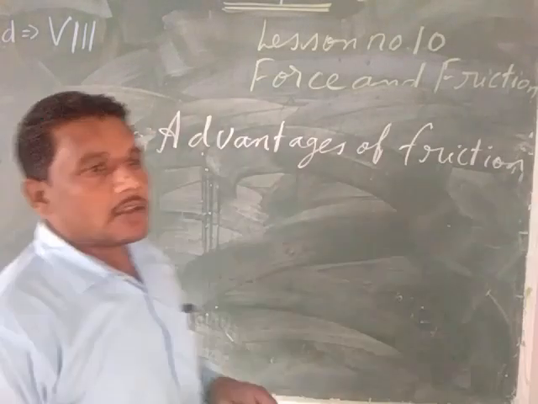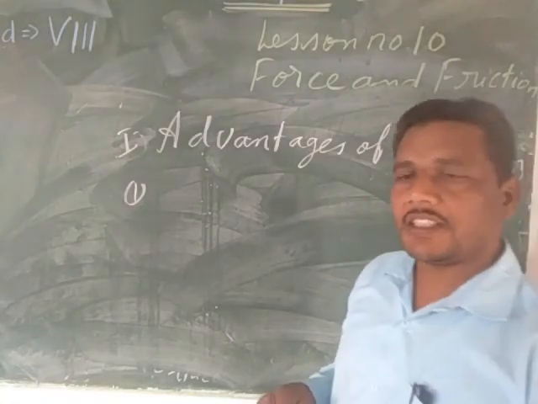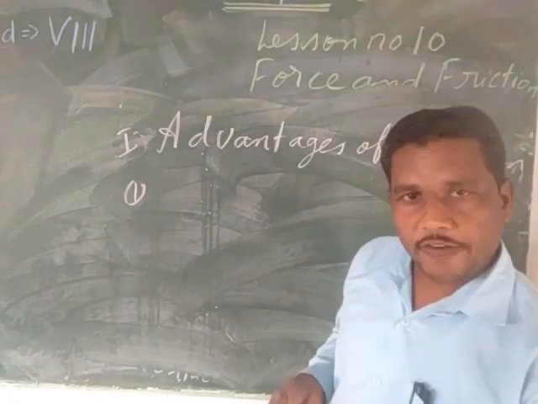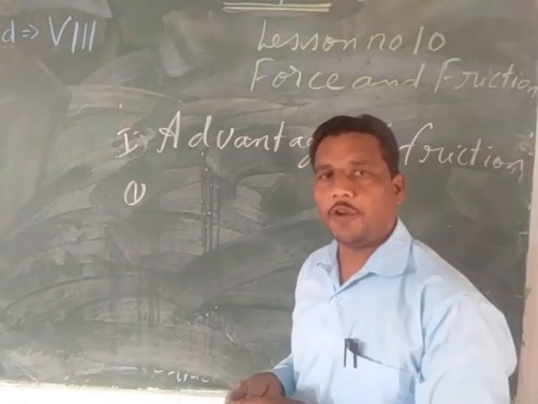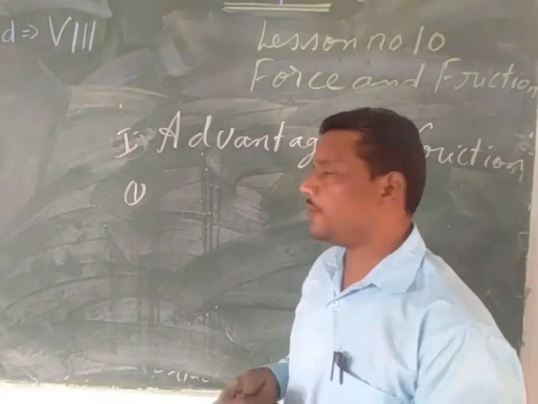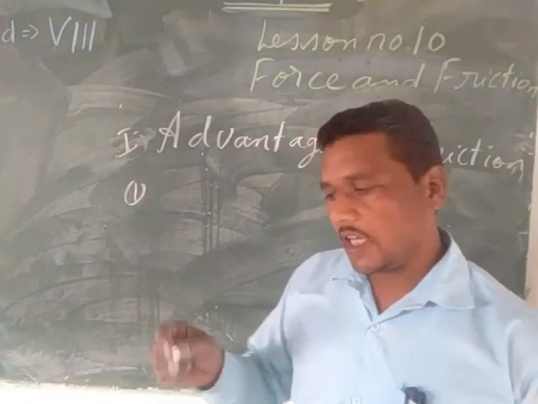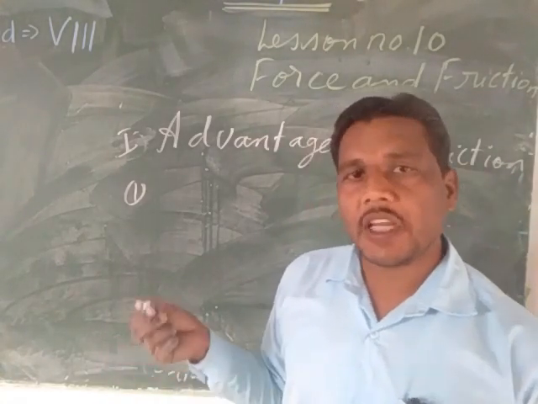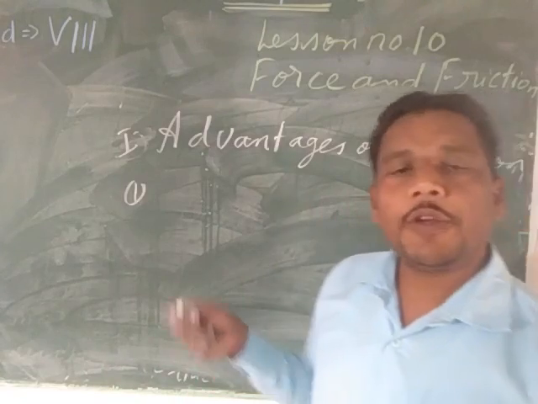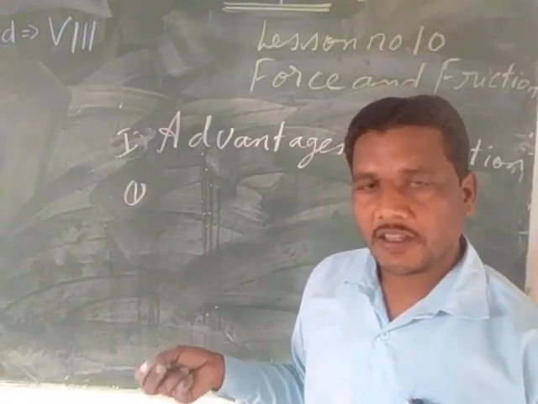So, my children, this friction is a very, very necessary evil. This friction is harmful also, and this friction is very, very useful also. So how is this friction useful? We are able to write on a piece of paper because of the friction. We are able to walk and run because of the friction.